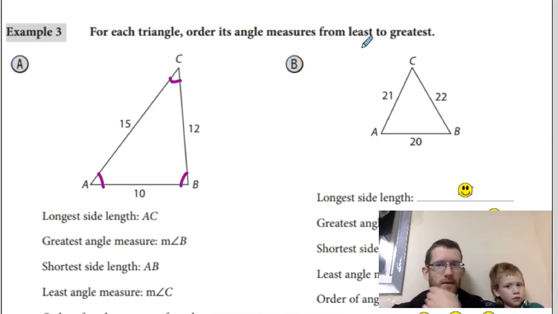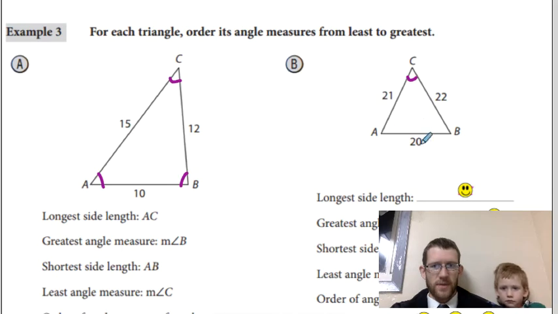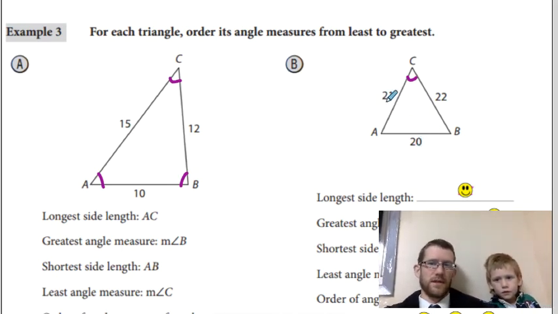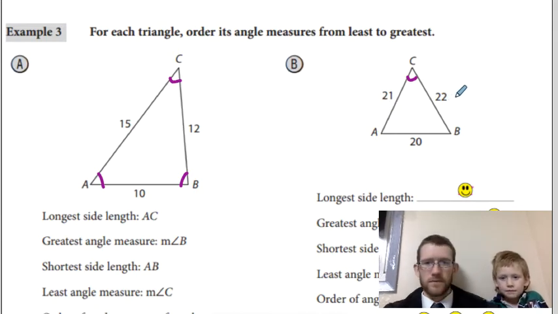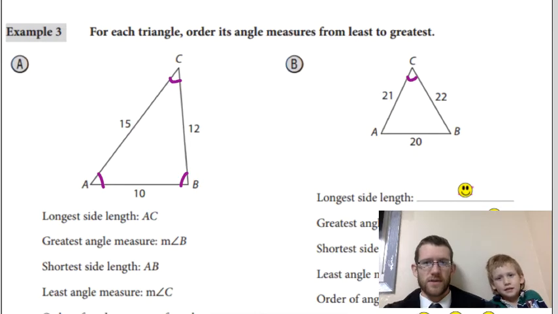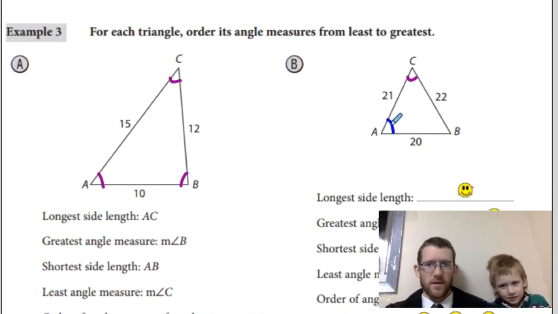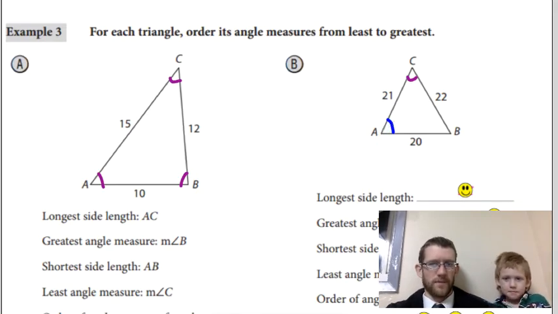We can do part B here. Same deal. We want to go from least to greatest. The smallest angle is going to be C because it's opposite the smallest side. What's the biggest side, Willie? 20, 21, or 22? 22. Yeah, so 22 is going to be the largest. So the largest angle will be A. So it'll be CBA for that one there.